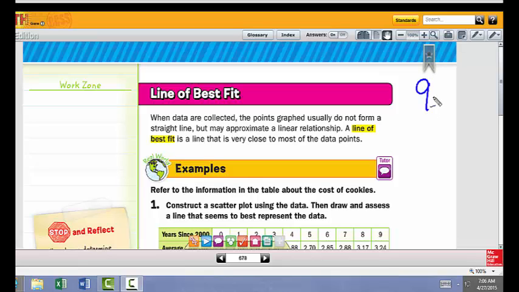Here is your instruction for Lesson 9-2. Lesson 9-2 is about line of best fit.